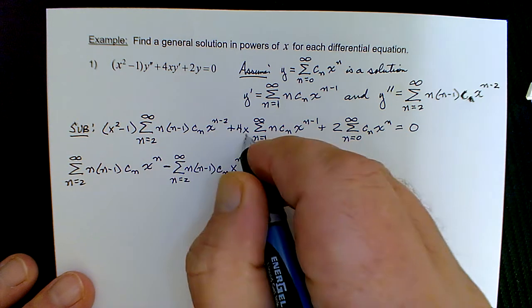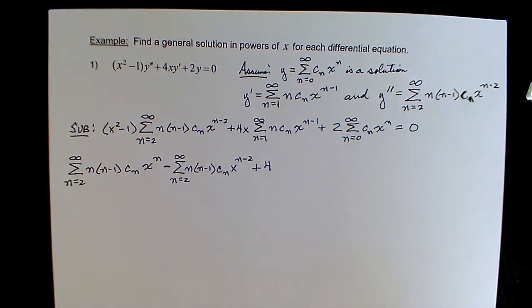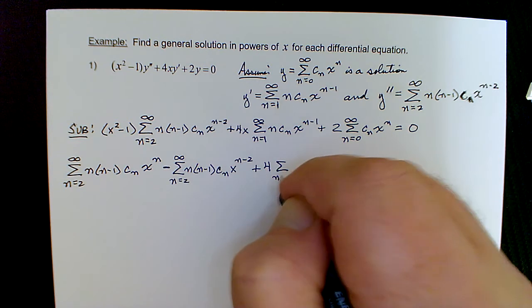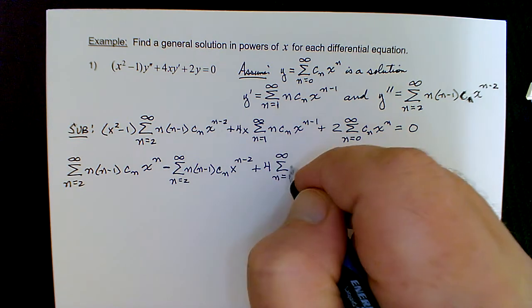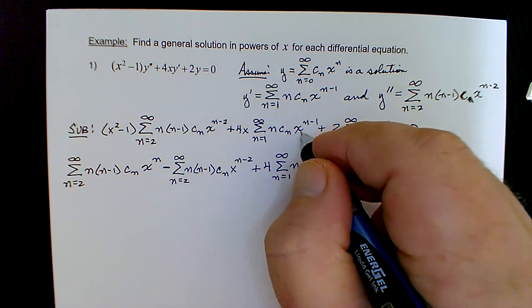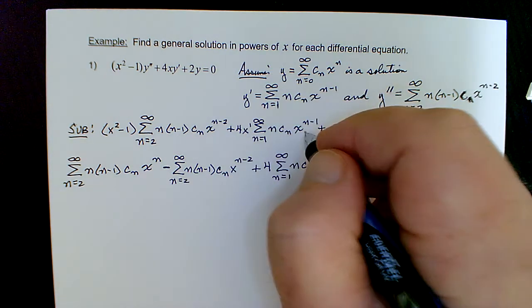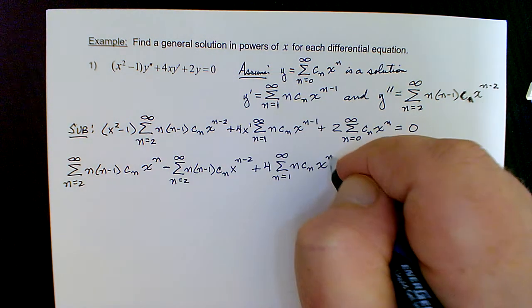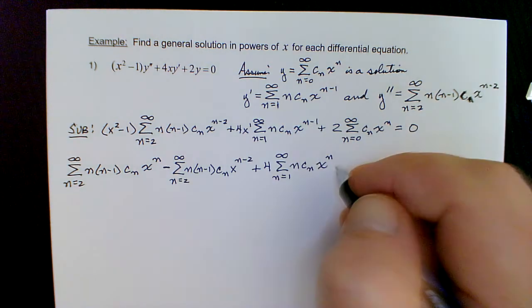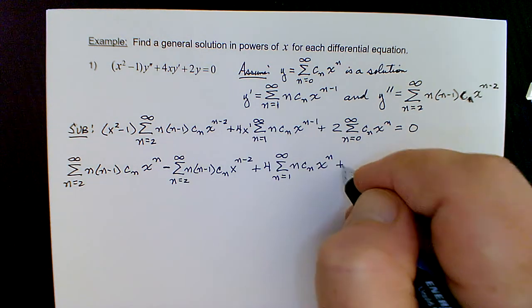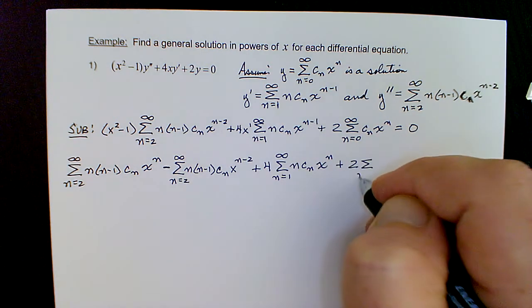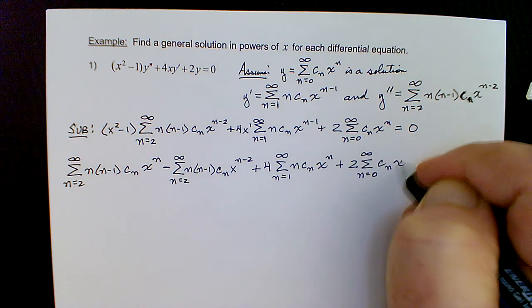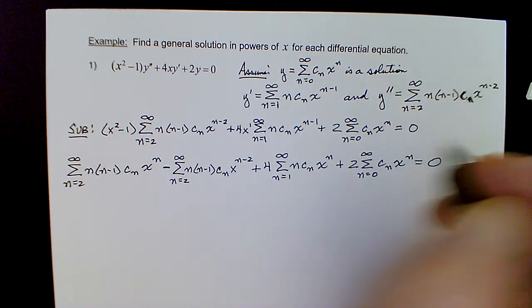Okay, here we have the plus 4, and we're going to distribute the x. So we'll have the sum as n goes from 1 to infinity, the n c sub n stays, but then when I multiply this, it's x to the first times x to the n minus 1. Again, we're going to add the exponents, so we just get x to the n, because n minus 1 plus 1 is just n. And then this term, this series, we're just going to leave it as it is. And that has to equal 0.